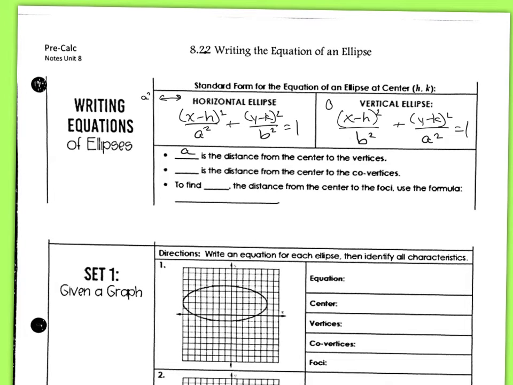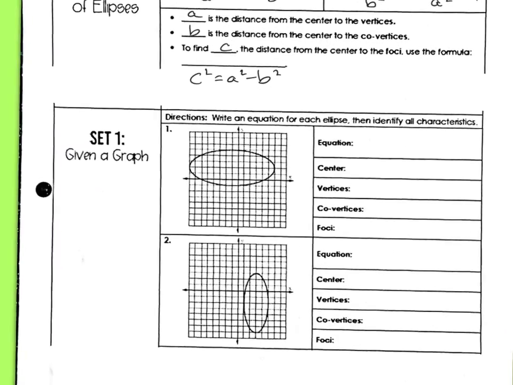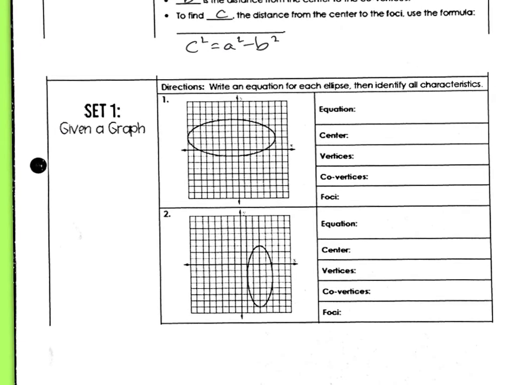A is the distance from the center to the vertices. B is the distance from the center to the co-vertices. And c is the distance from the center to the focal points. And in order to find c squared, I'll put it down here, c squared is equal to a squared minus b squared. So there's a quick rundown of what we need in order to write these equations today. Of course, they're going to ask you about some other parts too, because that's how it goes. The details on conic sections is the whole point of it.